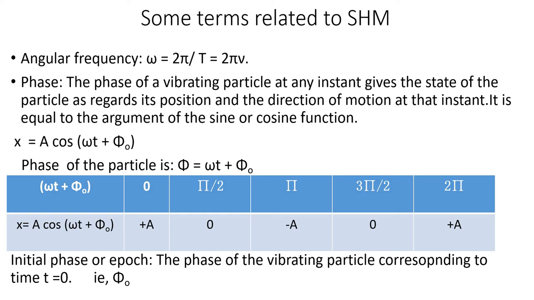So x equal to a cos omega t plus phi 0. In that, x stands for displacement, a stands for amplitude, the maximum displacement of the particle. So a has the same unit as that of x, and omega stands for the angular frequency or angular velocity. t means any instant of time, and phi 0 is the initial phase. This expression x equal to a cos omega t plus phi 0 is very, very important.